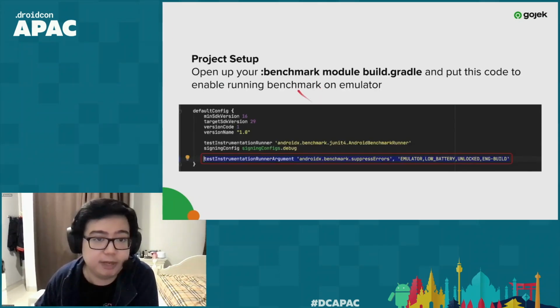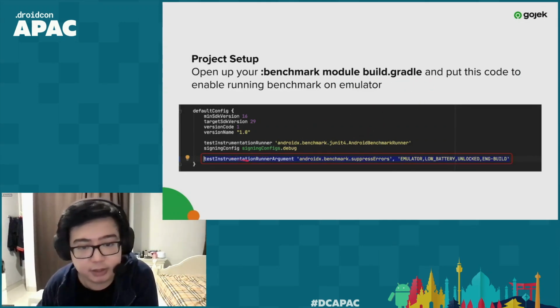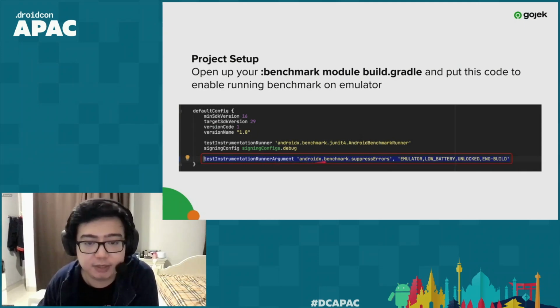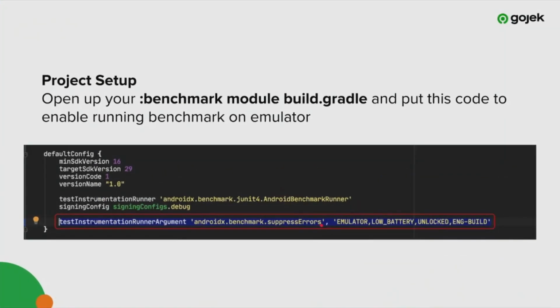So on our benchmark module, in the build Gradle, we need to put this code here, the test instrumentation runner argument, and we change the AndroidX benchmark suppress errors here. We add emulator, low battery, unlocked, and engineer's build. So why do we need to do this? Because if we don't, every time we run the test on an emulator, or low battery, or unlocked, or engineer's build device, it will raise an error and the tests will all fail. So we need to suppress the errors, so all these errors change into warnings.